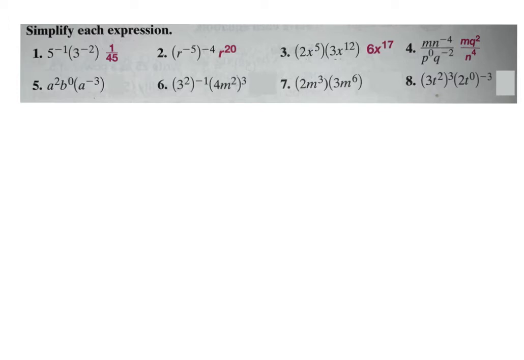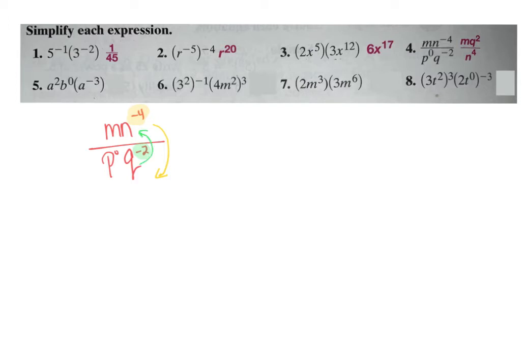All right, let's look at number 4 together. We have mn to the negative 4th over p to the 0, q to the negative 2. Does anything combine? None of these combine because none of these are like bases. So now we're going to see what is going to change. We have a negative with our n, which means that's going to move, and we also have a negative with our q, which means that is going to move as well.